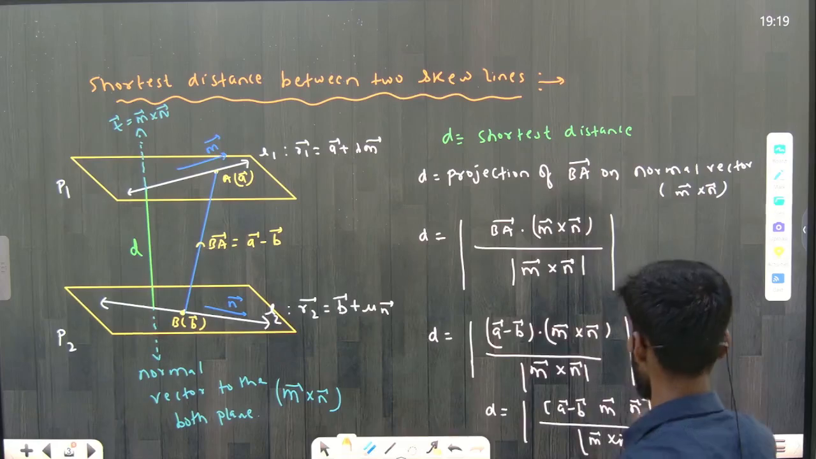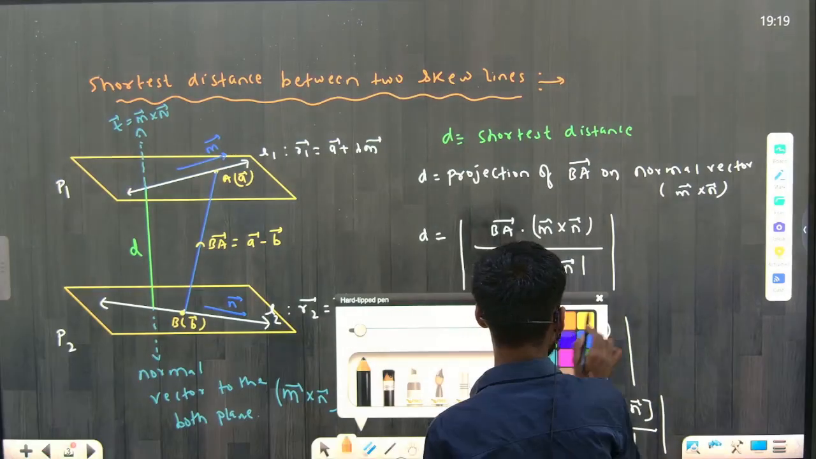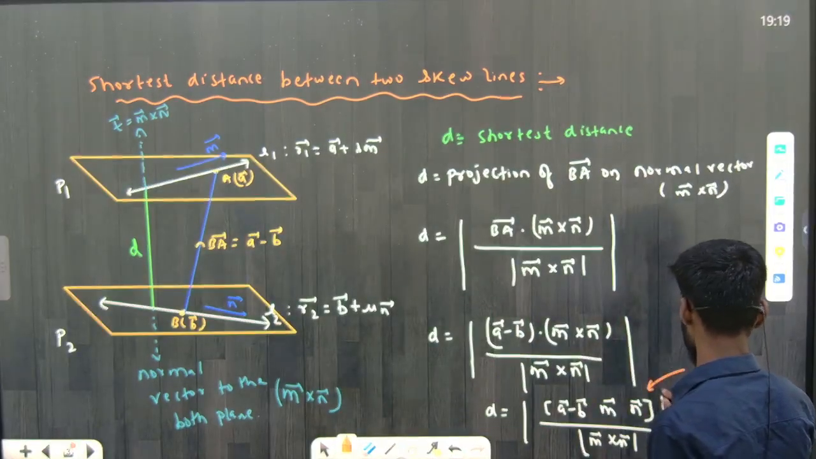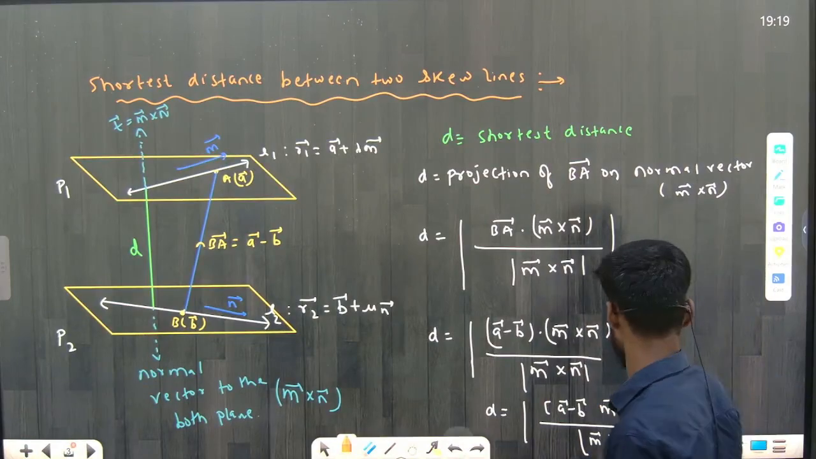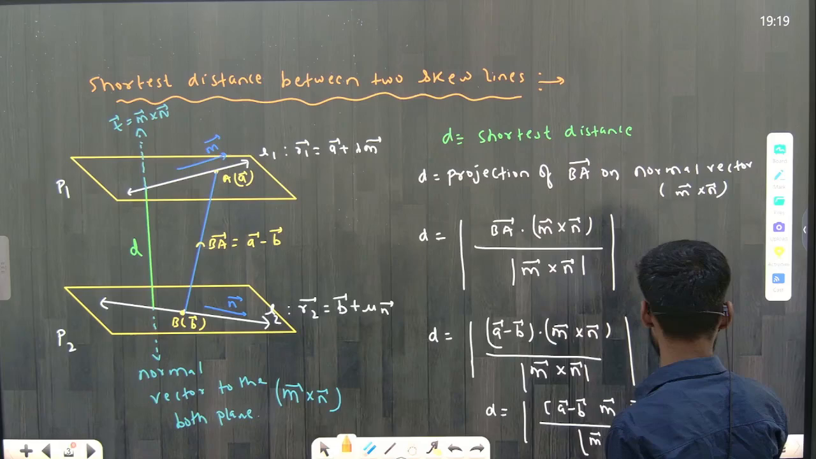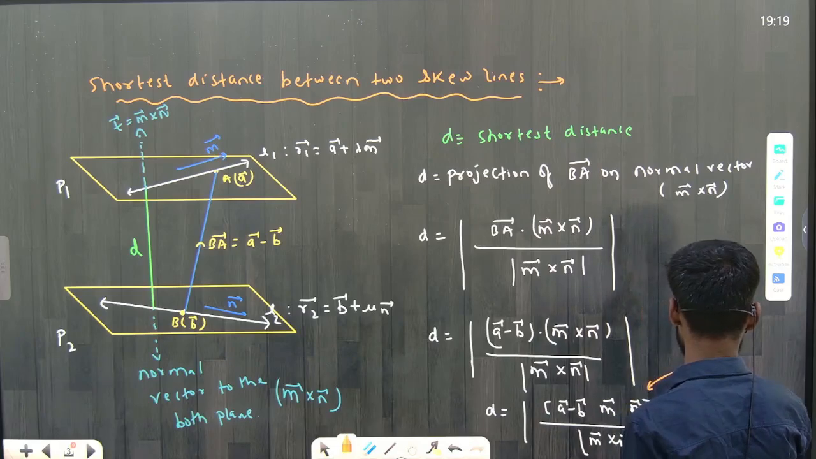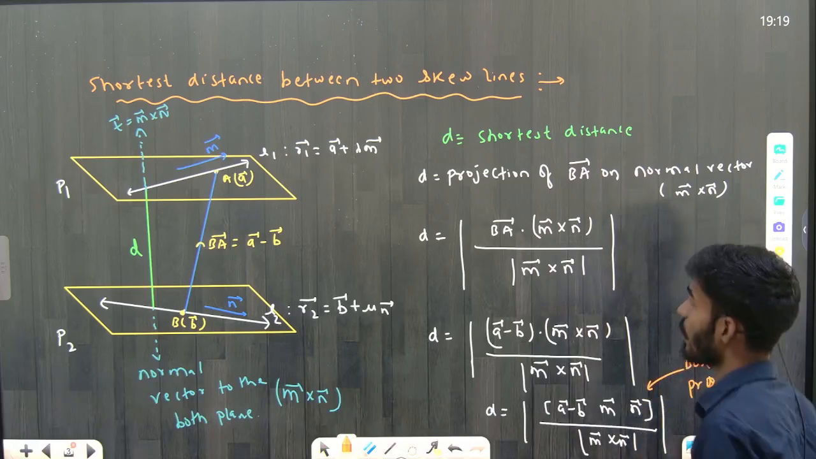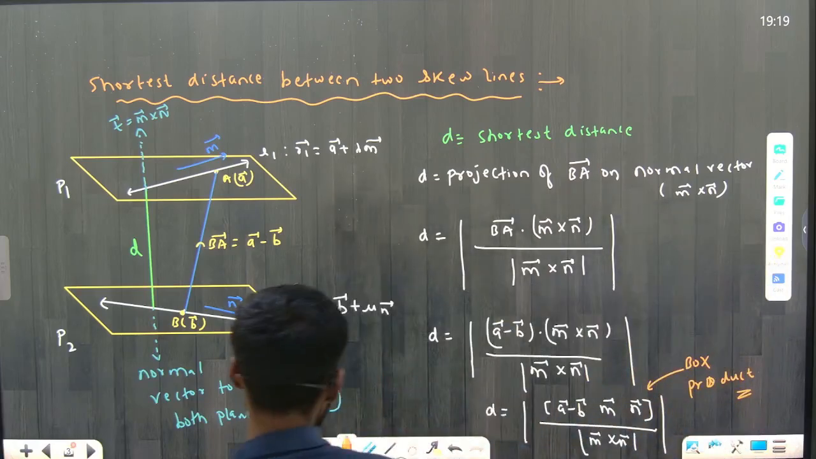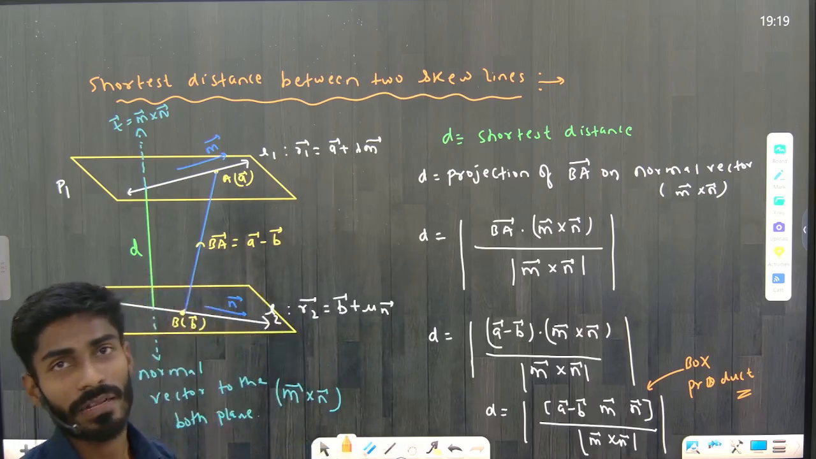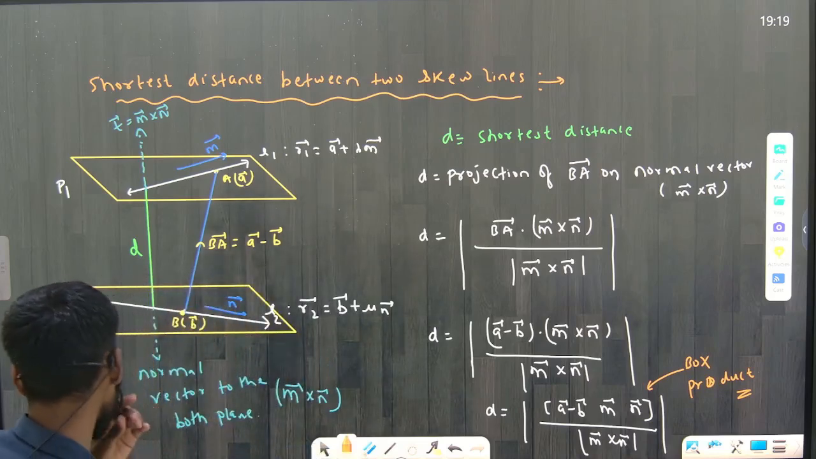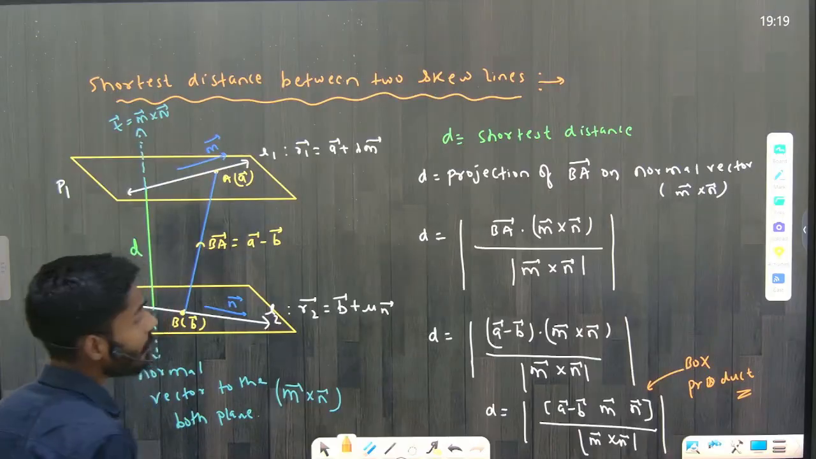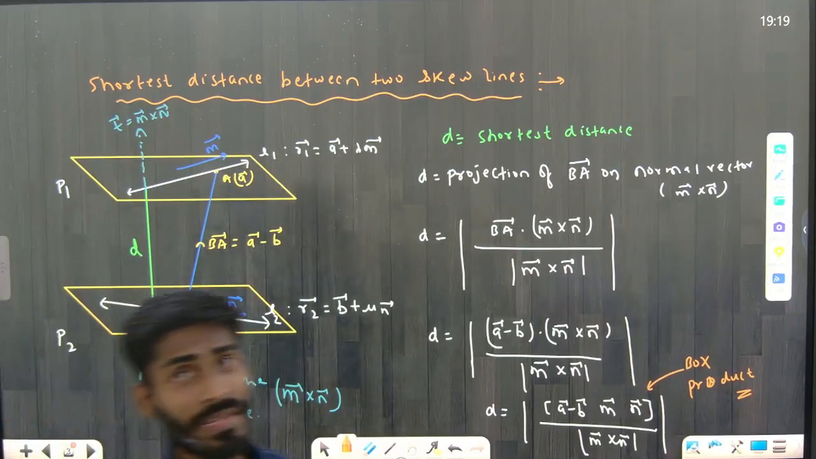Here it is the box product. This is the process to find the shortest distance between skew lines. Now we want to find the shortest distance between skew lines in symmetric form.